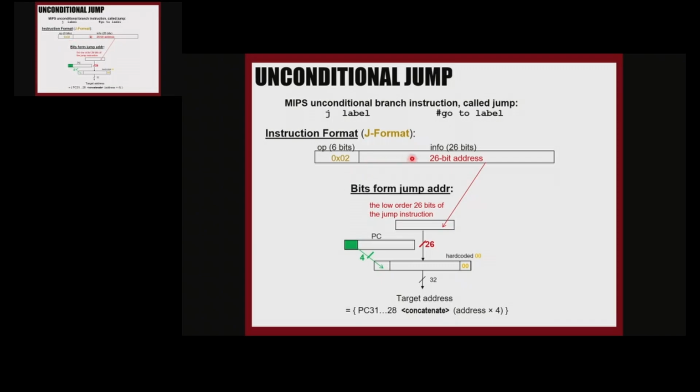So you have 26 bits coming from here. I want to find the address. So what is going to be stored in PC is this. Get the 26-bit address, shift it left twice, and concatenate the most significant 4 bits of the PC. Okay? This is how you find the jump target address.